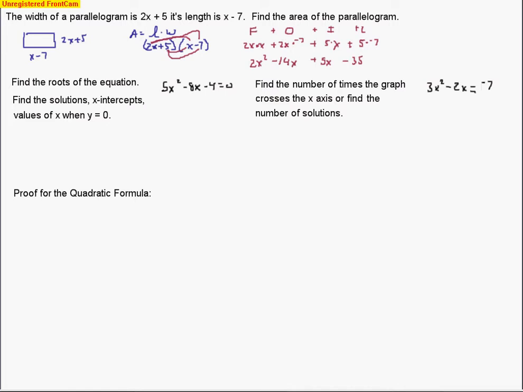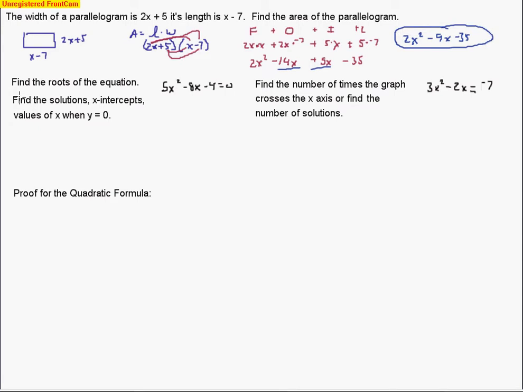So now we're able to combine some terms. So we got the negative 14x, the positive 5x. Those combine together. So we still rewrite the 2x squared. And then when we subtract those two numbers, we get a negative 9x, and then minus the 35. And that is the area of that parallelogram.